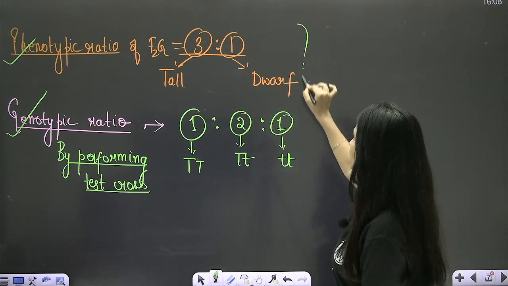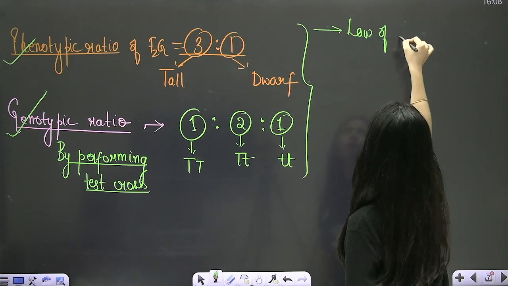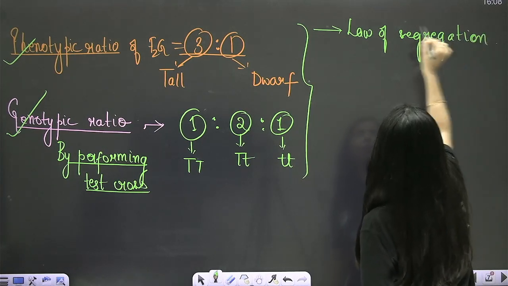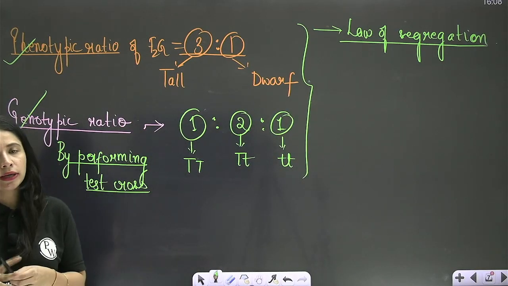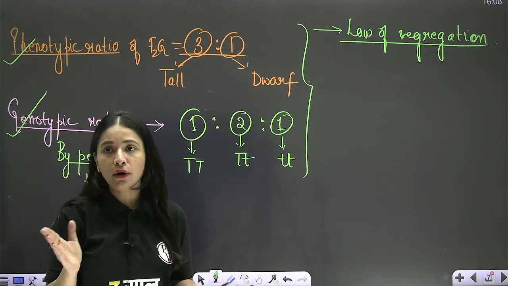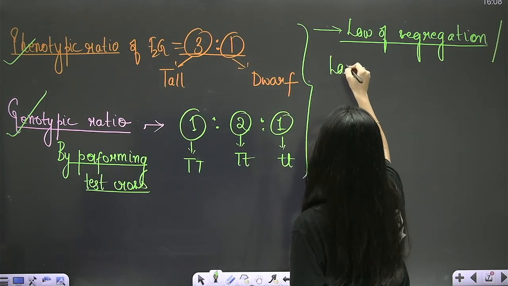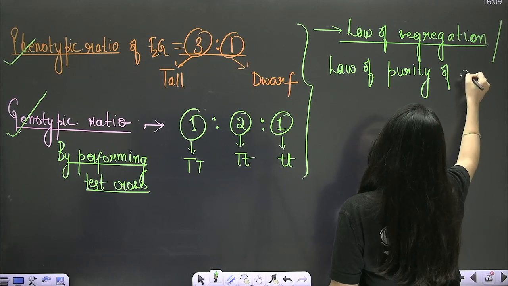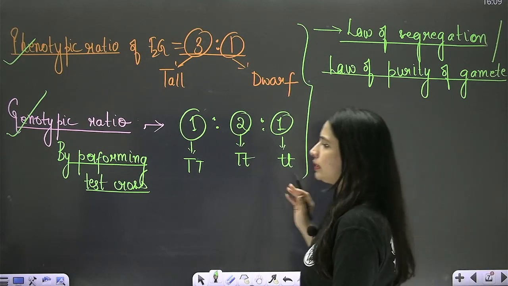Now, with the help of this result, Mendel proposed two basic laws. One law is purely and 100% accepted, but the second law, the law of dominance, was not accepted, as there were so many exceptions to it. But the law of segregation, also known as the law of purity of gametes, is 100% true with no exceptions.